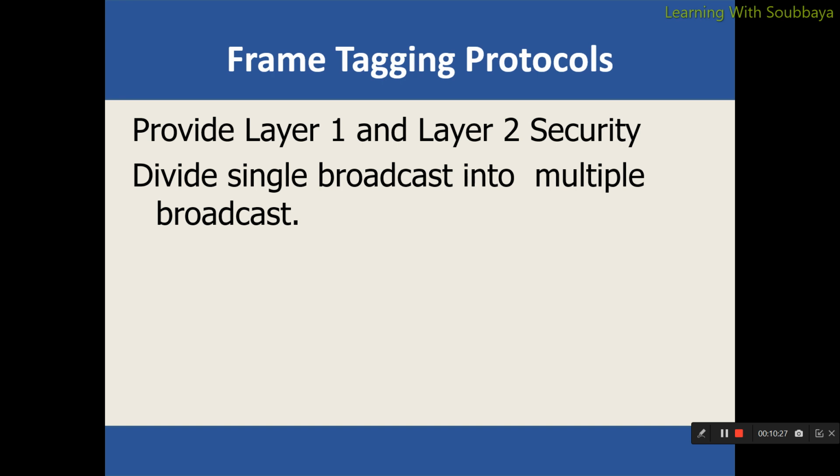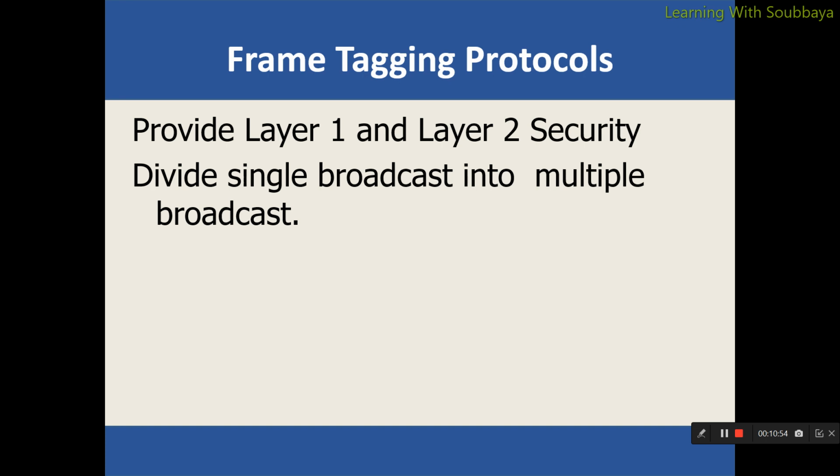So VLAN provides layer 1 and layer 2 security. There are a lot of advantages in VLAN. It provides security, because if you form a group, the systems from the one VLAN can communicate with each other. So I can group them. Maybe I can say HOD a separate group, chairman a separate group, class head a separate group. I can communicate here.